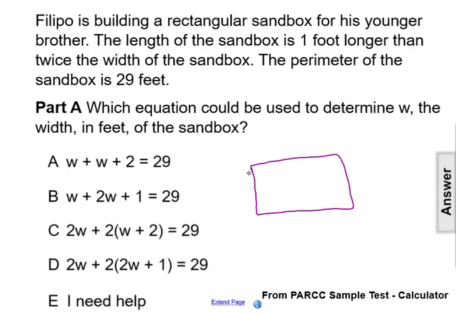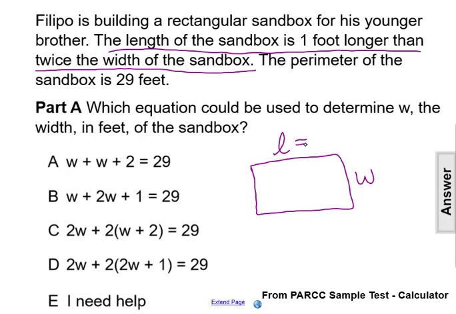We have the length of the sandbox is 1 foot longer than twice the width of the sandbox. So let's say we have the length and the width of the sandbox. We'll use L and W. We know that W is the width of the sandbox, but we're told that the length is equal to 1 foot longer than twice the width. So that would be 1 plus, since longer means you're adding to something, and twice the width is going to be 2 times the width, so 2W. So our width is W, and the length of the rectangle is equal to 1 plus 2W.